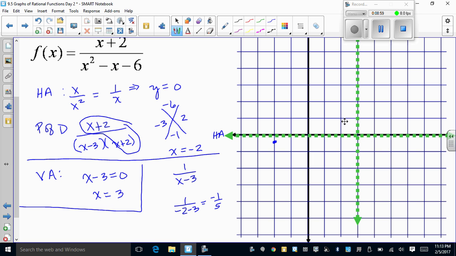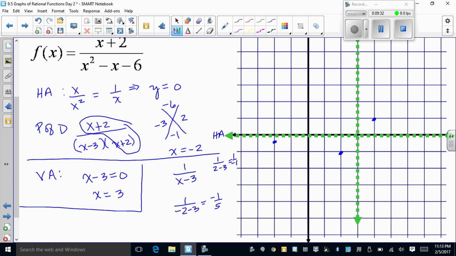So let's grab some points. I'm only going to put points into this guy. Why? To make my life easier. So if I put in 2, 1 over 2 minus 3 is going to give me 1 over negative 1. So at 2, I'm at negative 1. Now remember the thing, up 1, over 1, over 1, up 1.